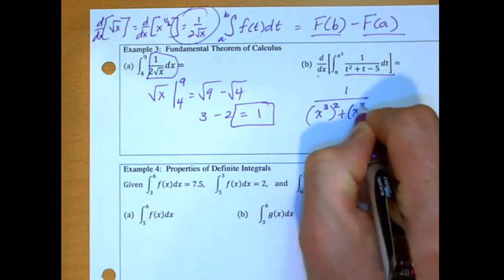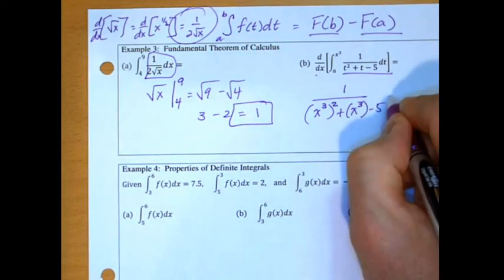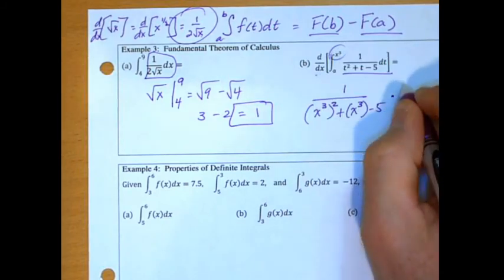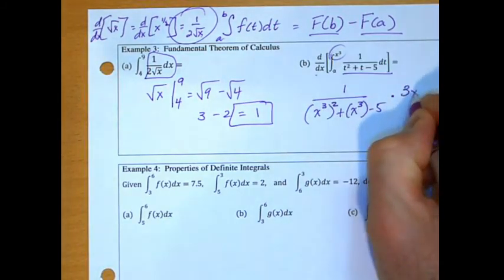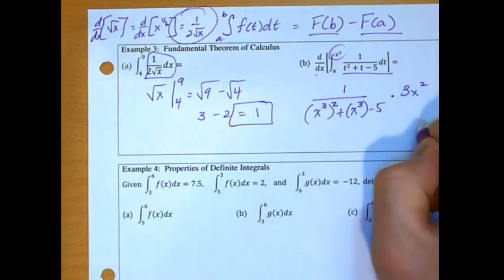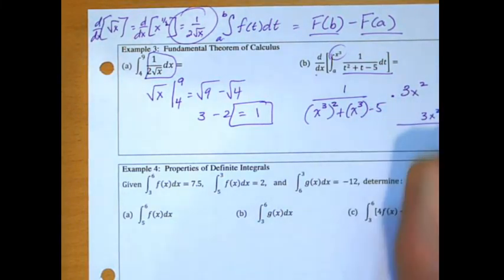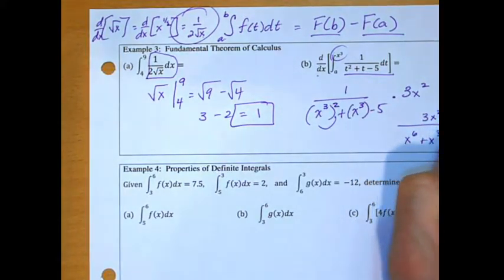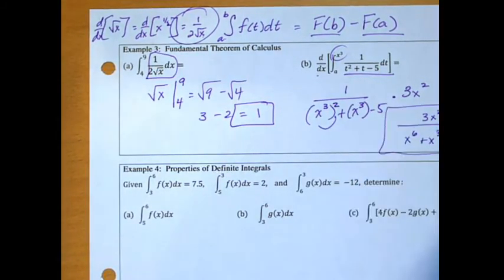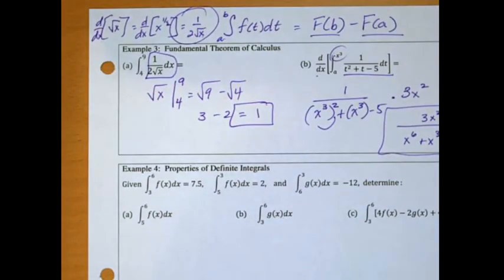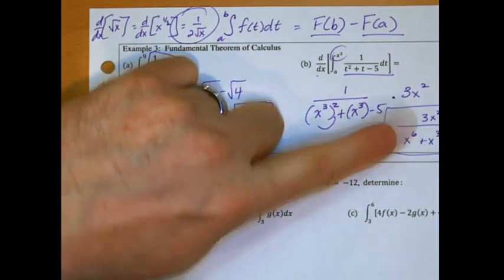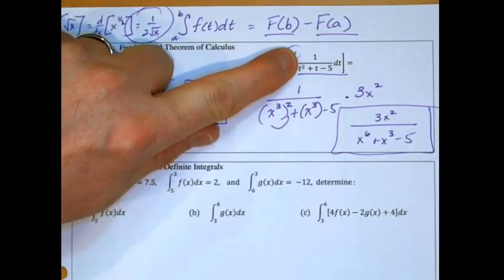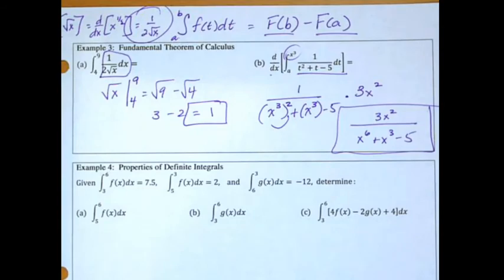X cubed minus 5. And then I need to take the derivative of this. So 3x squared over, don't forget to distribute those, x to the 6 plus x cubed minus 5. So if I take the derivative of this, it's going to give me this. Okay? You can do that on your free time if you'd like.